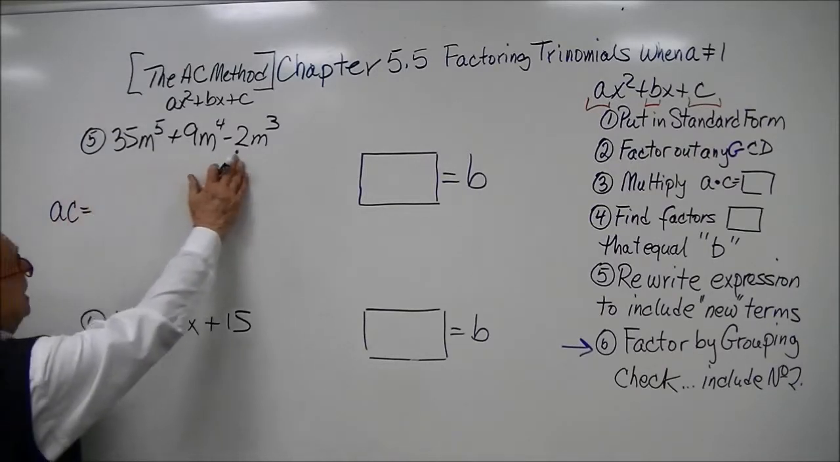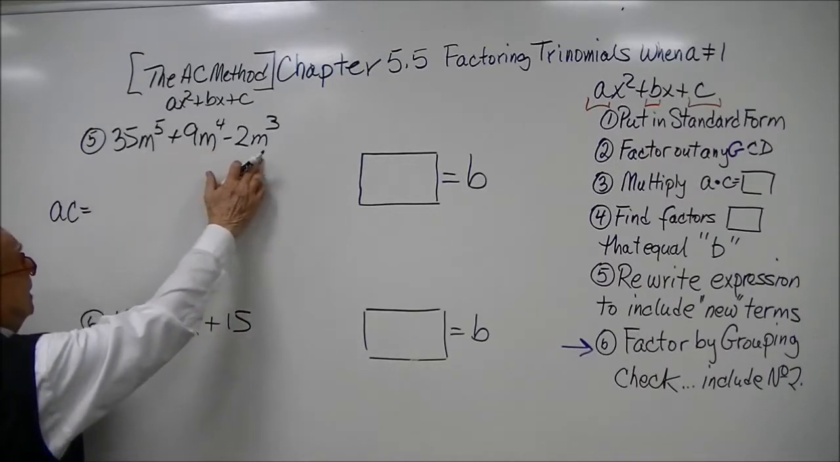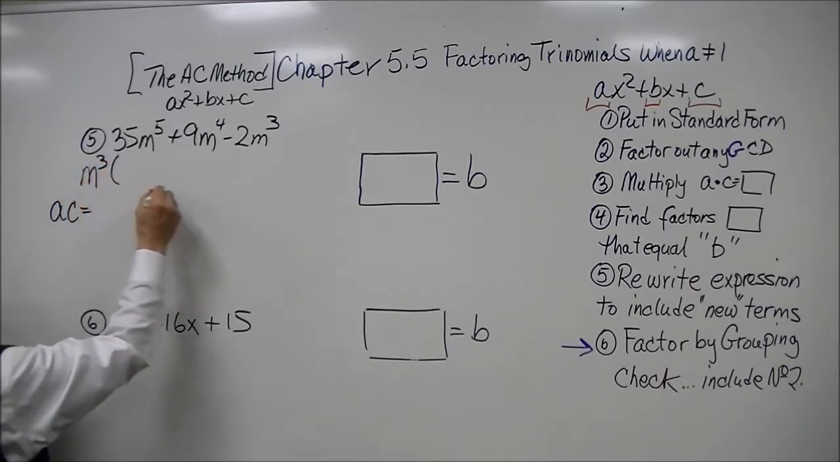So 35, 9, 2, no common factors there, but m to the 5th, m to the 4th, m to the 3rd, we can take out m to the 3rd out of each term.